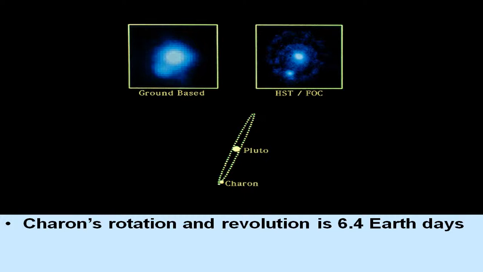Charon's rotation and revolution period around Pluto is 6.4 Earth days, so they are tidally locked to each other. Charon takes 6.4 Earth days to go around Pluto, and hence, since it's tidally locked, 6.4 Earth days to rotate on its axis. It has a retrograde revolution and is tidally locked.